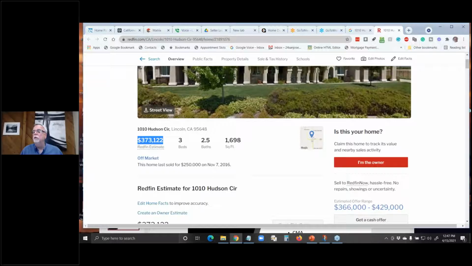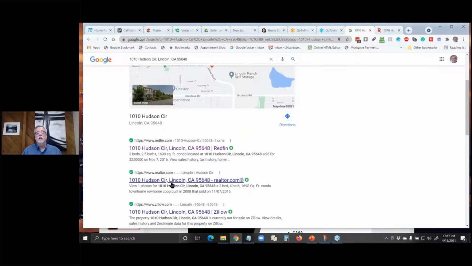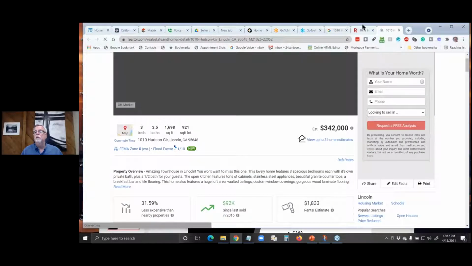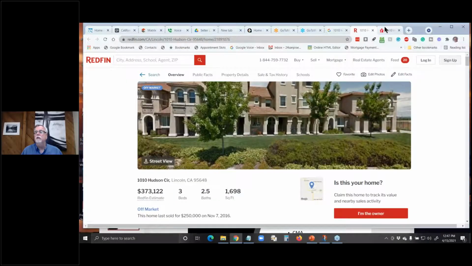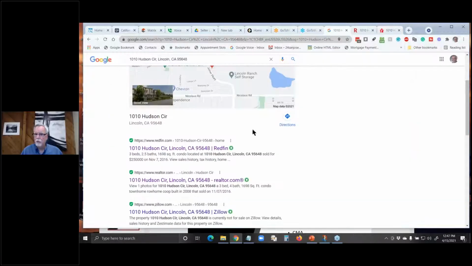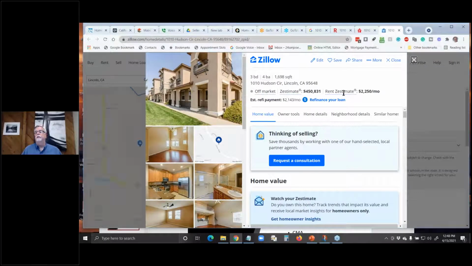Now, if it's a condo or a townhouse, it may be a lot easier because there's going to be a lot of others that look just like it. I'm going to click on realtor.com. And sometimes realtor.com has an estimate, 342. So Redfin thinks it's 373 and realtor.com thinks it's 342. And then I'm going to click on Zillow, and Zillow is going to tell me they think it's 450.